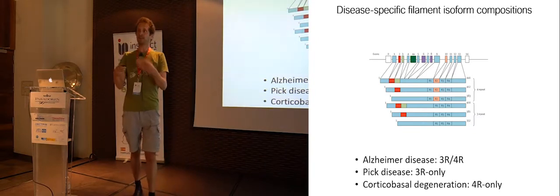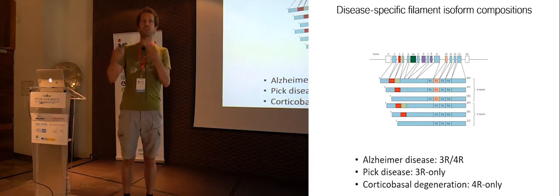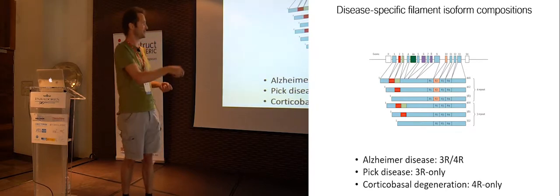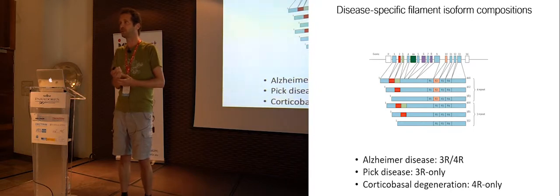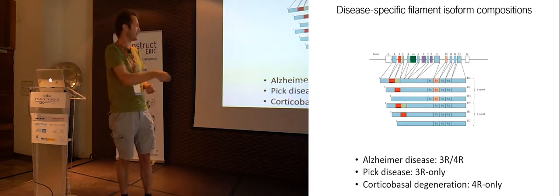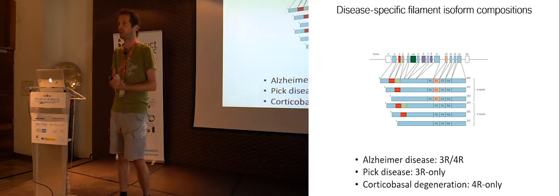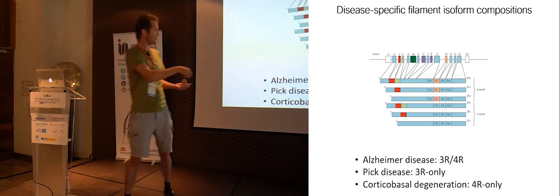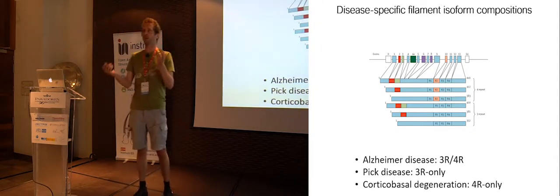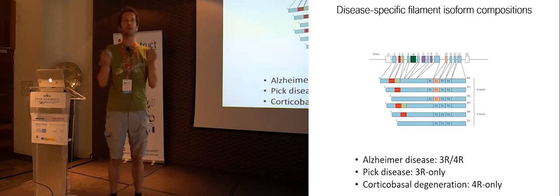Now, interestingly, if you look at the inclusions, the aggregates of tau in Alzheimer's disease, there is a mixture of all six isoforms in those. But in other diseases, like Pick's disease, there is only three-repeat tau in the inclusions. And, for example, in corticobasal degeneration or progressive supranuclear palsy, there are four-repeat isoforms only in the inclusions.